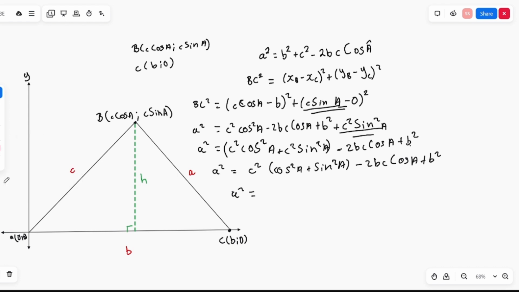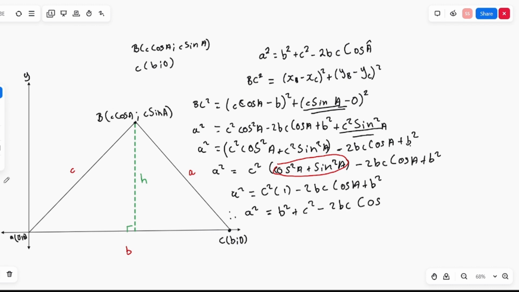So a squared is going to be equal to, we remember from our trig identities that this thing is going to give us 1, isn't it? So we are going to have c squared multiplied by 1, minus 2bc cos A plus b squared. So we are simply going to rearrange this. Therefore, a squared is going to be b squared plus c squared minus 2bc cos A.